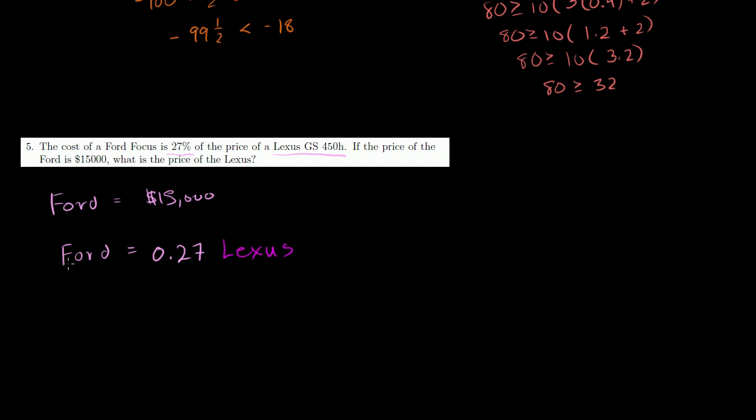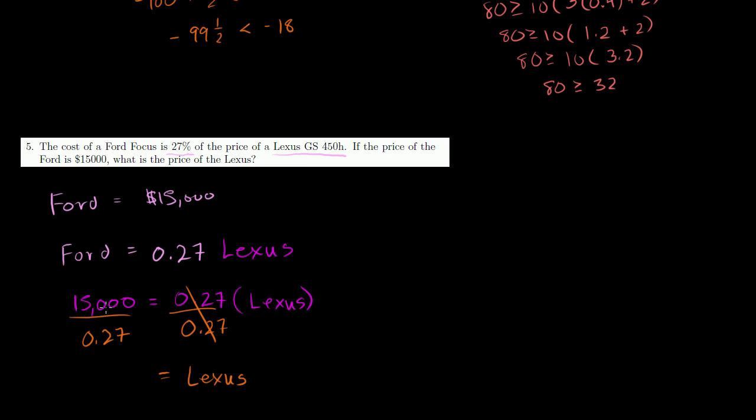I could write F and L, but I'll just write out the words there. So the Ford we know is $15,000. So $15,000 is equal to 0.27 times the price of a Lexus. To figure out the price of a Lexus, we just divide both sides by 0.27. That just becomes a 1, and so the price of your Lexus is equal to $15,000 divided by 0.27.